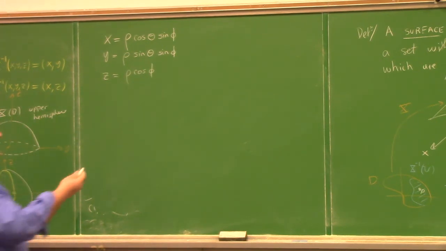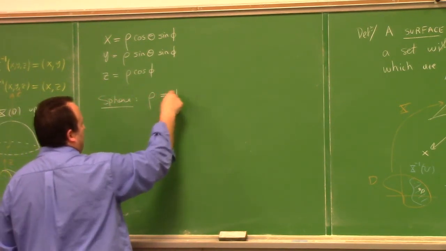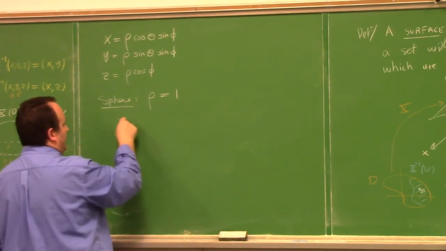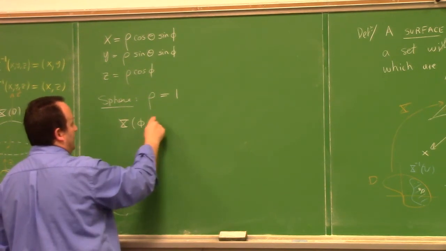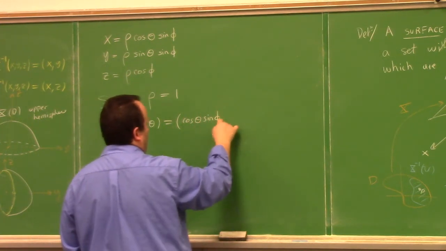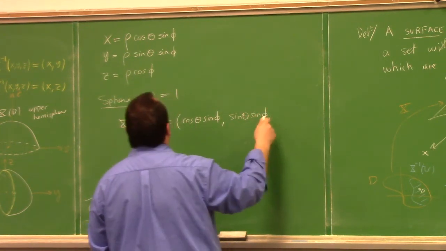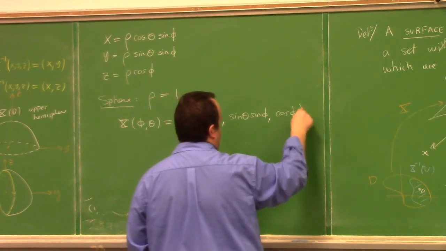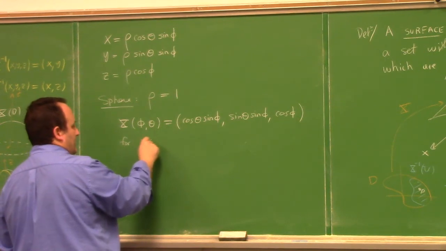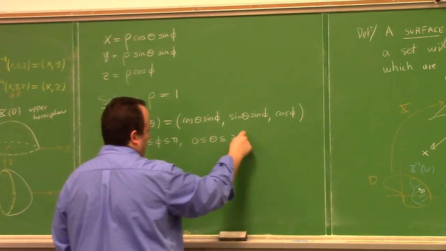Anyway, yes. So a sphere is just rho equals 1, the unit sphere, right? So we could do x of phi, theta equals cosine theta sine phi, sine theta sine phi, cosine phi, right? And this is, of course, for 0 less than or equal to phi less than or equal to pi, 0 less than or equal to theta less than or equal to 2 pi.